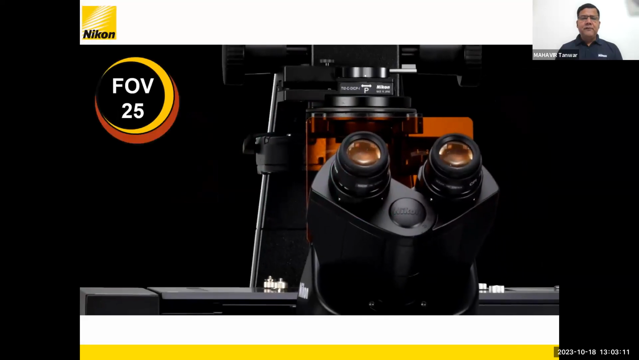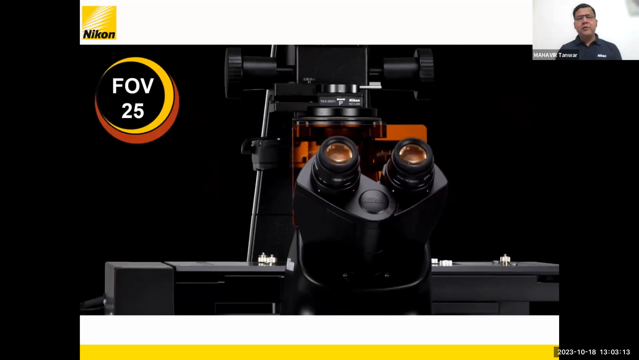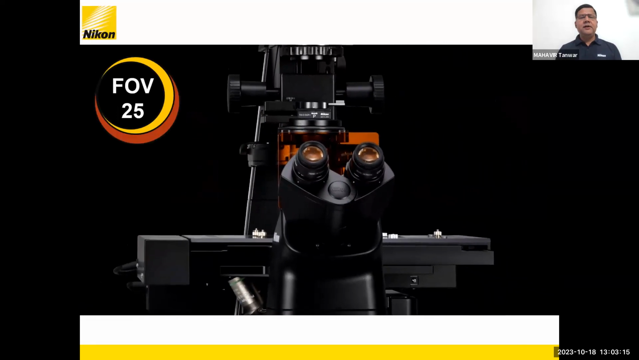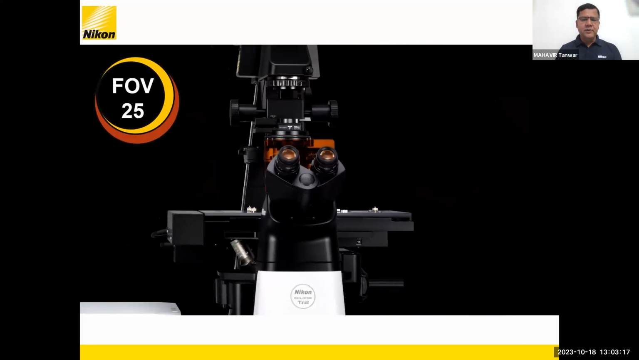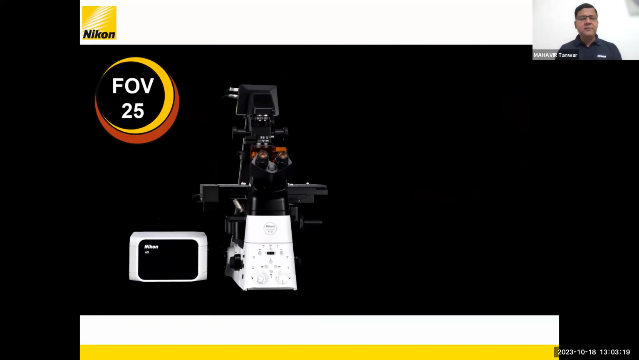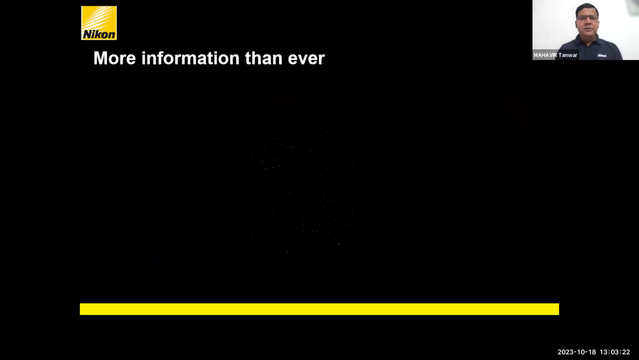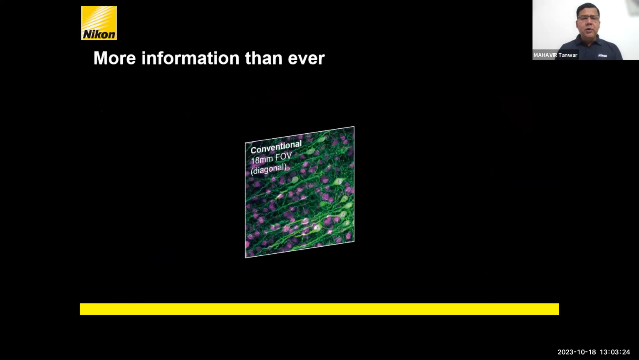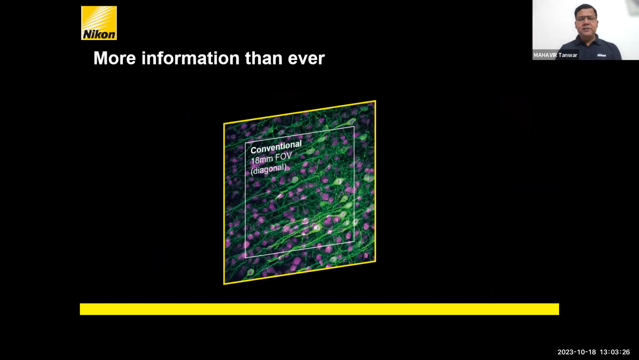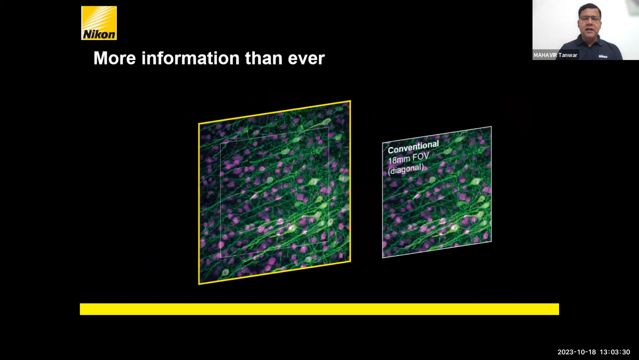So for that, the microscope and confocal both need to align together and both need to have a 25 mm field of view. So both should have a large field of view, and Nikon made that. So more information than ever. If you see, this is 18, so diagonally it's a 25 mm field of view. So, large field of view.